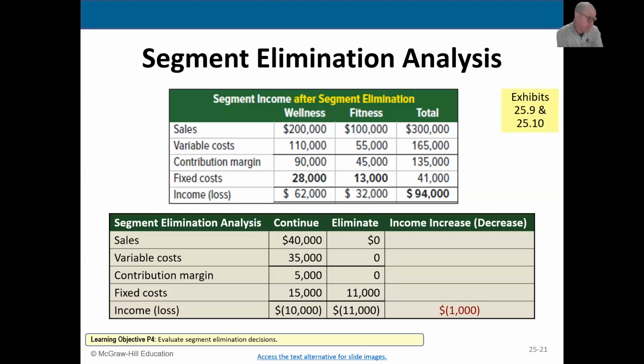So what's the difference, right? If we eliminate the segment, we stop selling the treadmills, we'll lose 11,000. If I continue, I'm going to lose $10,000. I'd rather lose $10,000 than lose 11. So I'm going to keep making the treadmills.